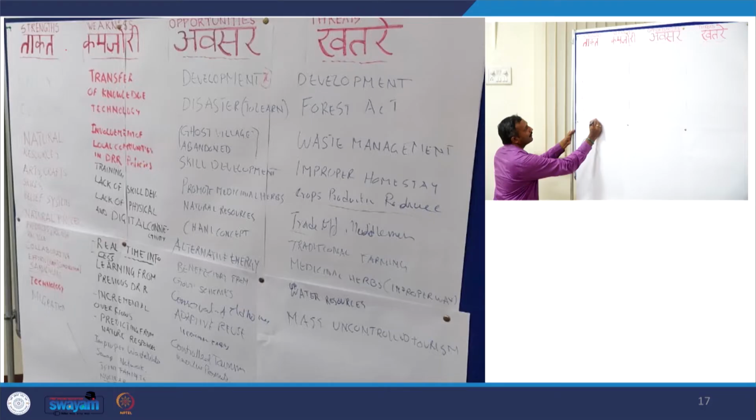And similarly, the learning from previous disasters. Yes, we are living in disaster-prone areas, but how much we are learning from that and how we are improving it, that methodology is not very clear. Then incremental overflows and prediction from natural responses. Earlier, their ancestors used to look at the birds' movement, the flora and fauna, the blossoming process, and they could predict that something is going to happen, or they could predict certain frost timings so that they could safeguard their crops.